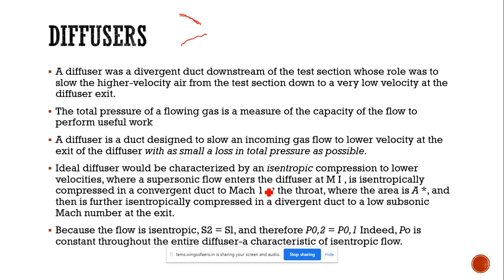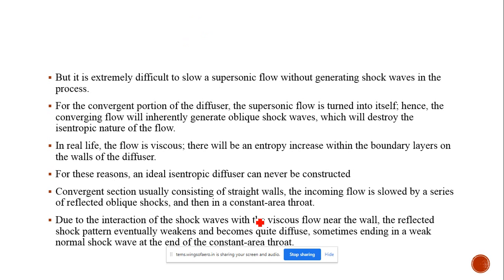There will be some change in entropy, because normally while designing real flows, there will be some changes in the entropy because of the wall regions and so on, so that there will be a change in the stagnation pressure also. So that's why we can't design an ideal diffuser.